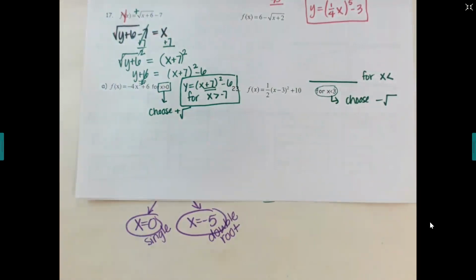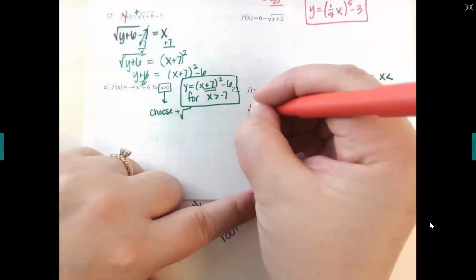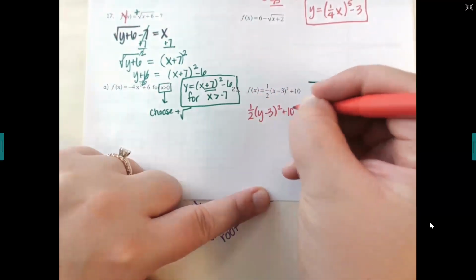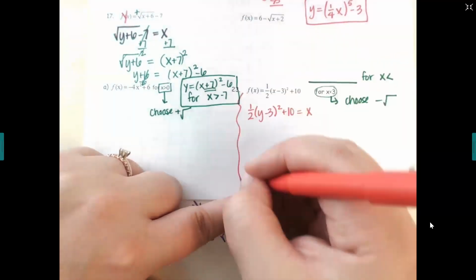Okay, so now let's work number 23. Rewrite your question, switch the x for a y, and then switch the y equals for an equals x at the end. So I have 1/2 (y minus 3) squared plus 10 equals x.